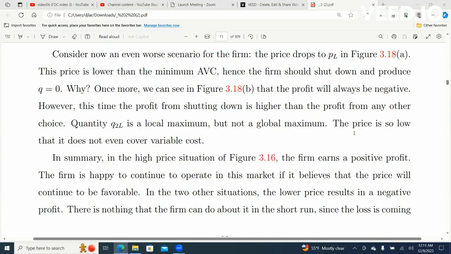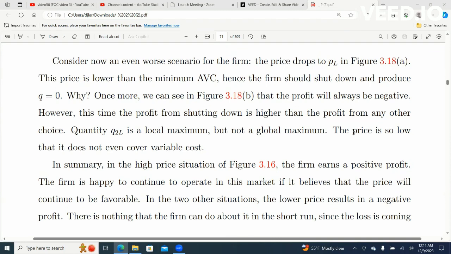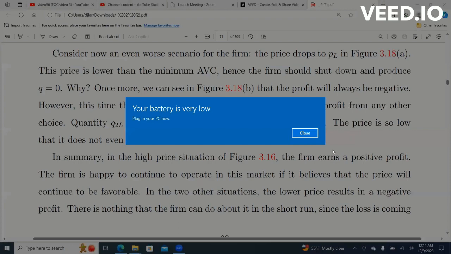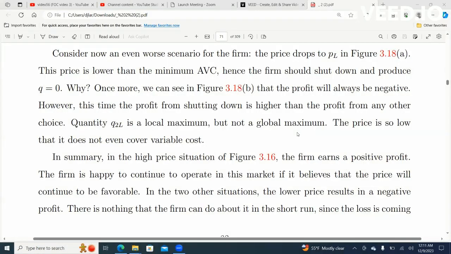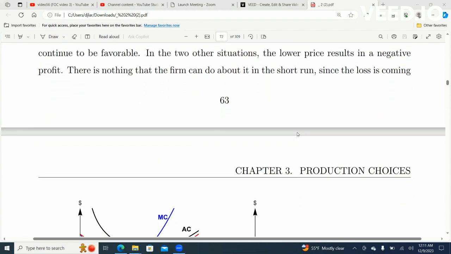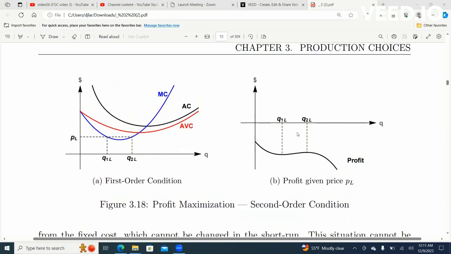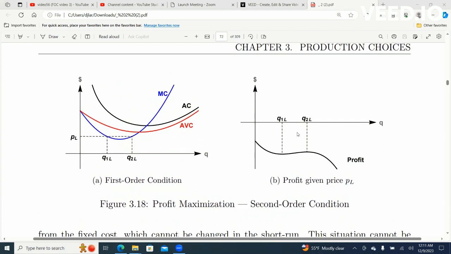Okay, so we are continuing the second order condition, and as we promised, a worse scenario than the previous video. Consider now an even worse scenario for the firm. The price drops to PL in figure 3.18a. There's a nice clear shot of 3.18a.